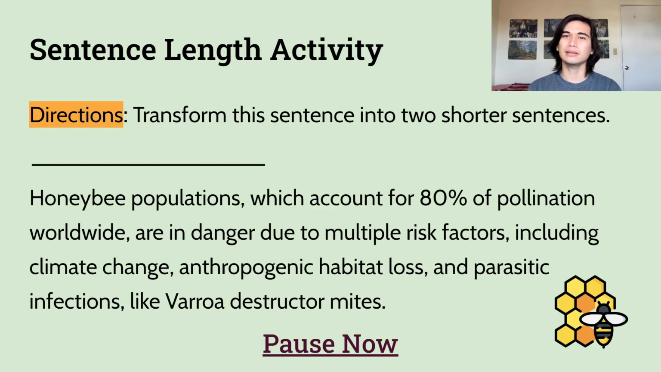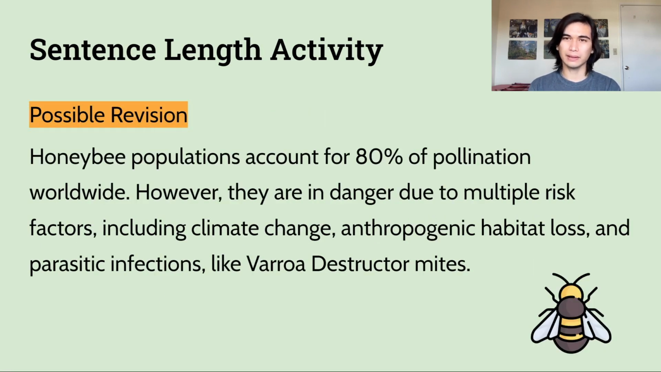There are multiple ways to revise this sentence. One possible revision is, honeybee populations account for 80% of pollination worldwide. However, they are in danger due to multiple risk factors, including climate change, anthropogenic habitat loss, and parasitic infections like Varroa destructor mites. Pollination levels and risk factors are 2 different topics, so the writer split them into 2 separate sentences. While the original sentence is slow and clunky, this revision is quick and efficient.